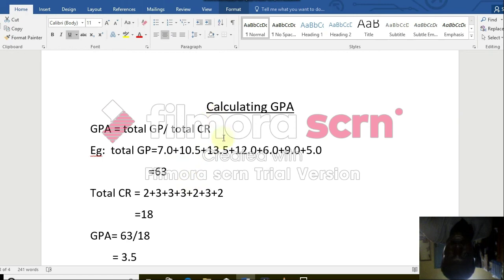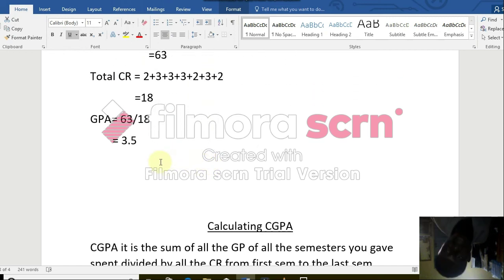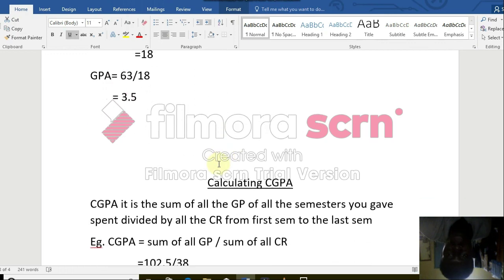So that is how we calculate the GPA. It is the total grade points divided by the total credit hours, then you get 3.5. And if you have 3.5, it is second class upper. So that will be your position.